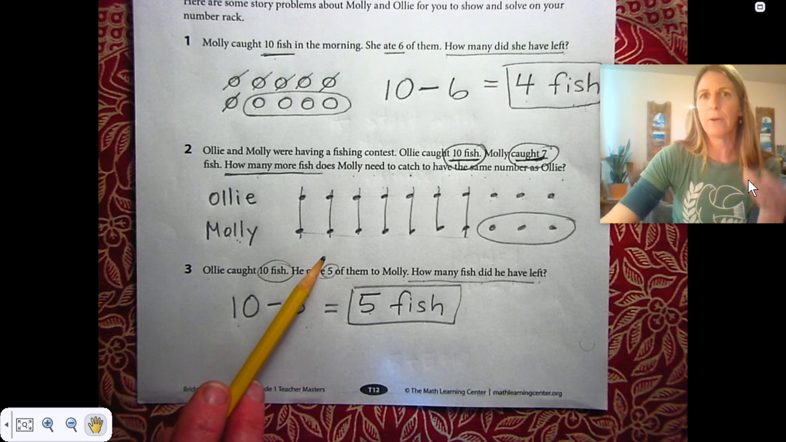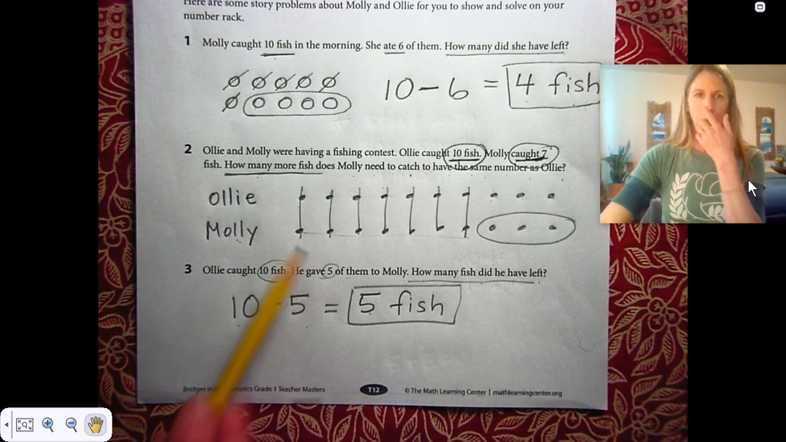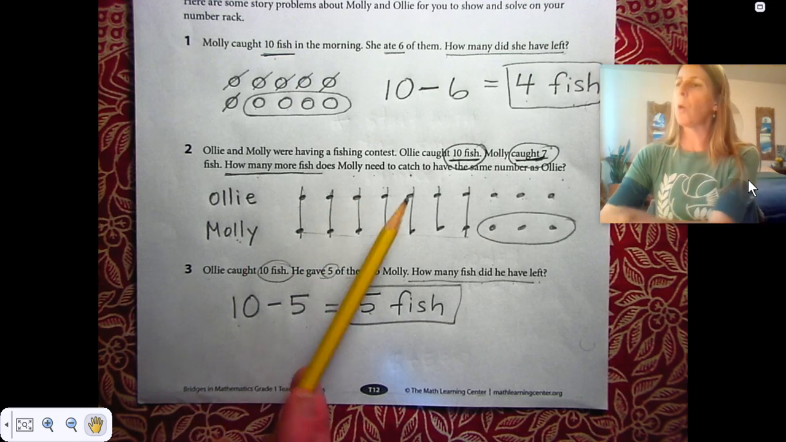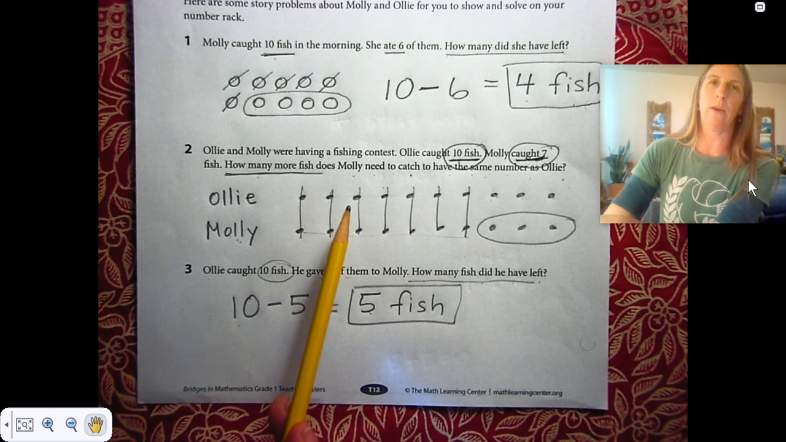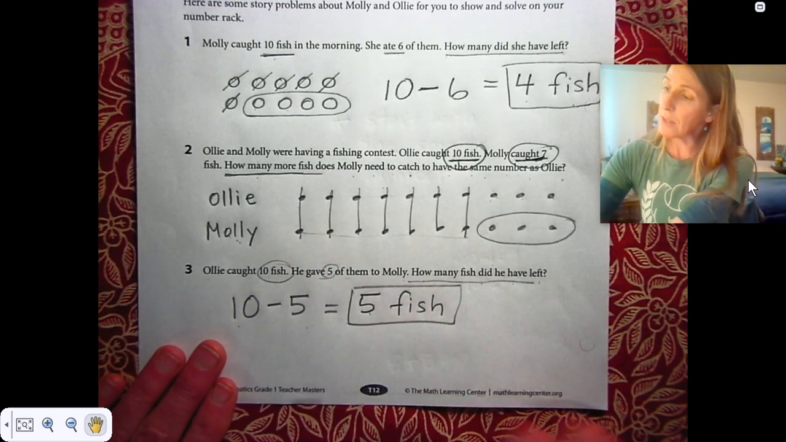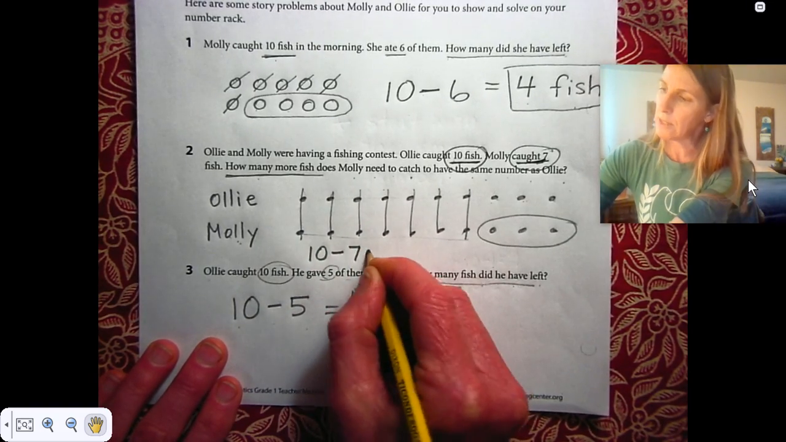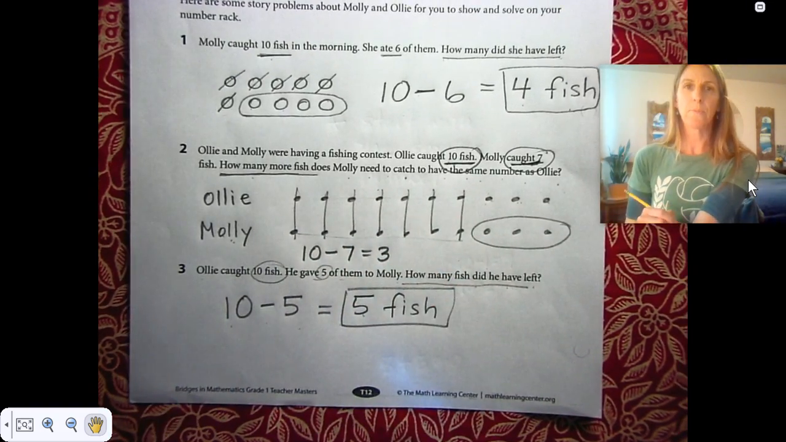I like to go back at my work, look at it, and make sure I've got everything there. So, how many fish does Molly? Oh, this was that comparison one, that counting up one. So there's lots of different equations you could write. I think that I will just write 10 minus 7 equals 3.